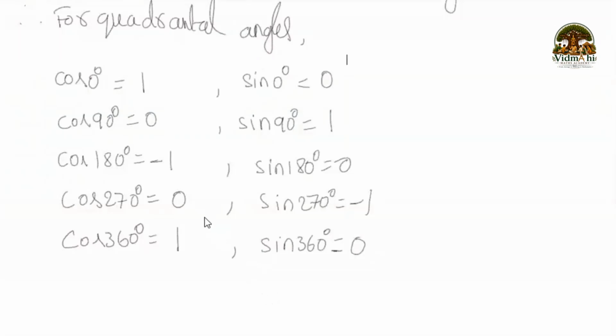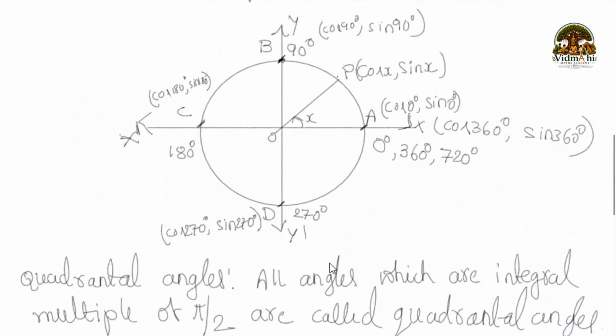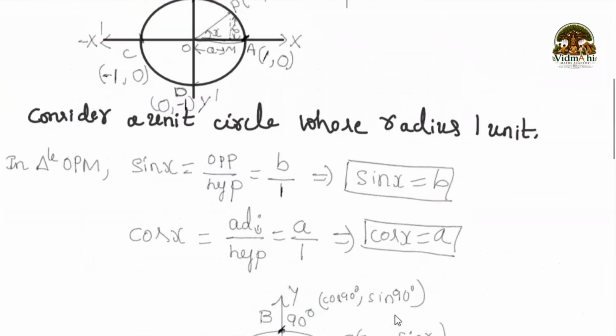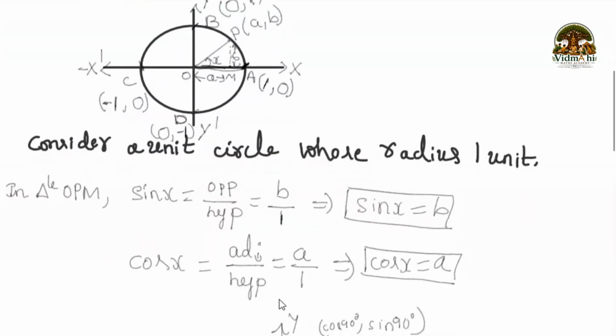Students, how to write these quadrantal angles? By using this unit circle only. So, for example, see cos 0 value, if you consider this coordinate system, this point is 1 comma 0, where 1 is nothing but cos 0 value, and 0 is nothing but sin 0 value. Similarly, we can find out all the quadrantal angles.